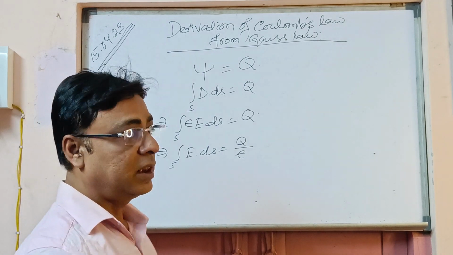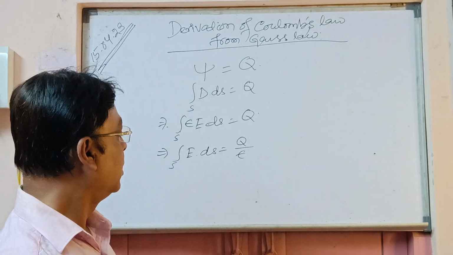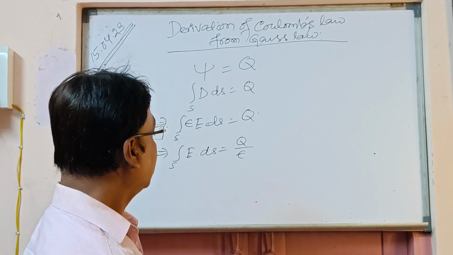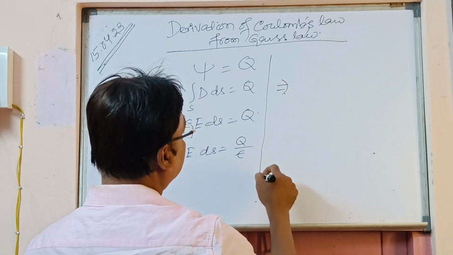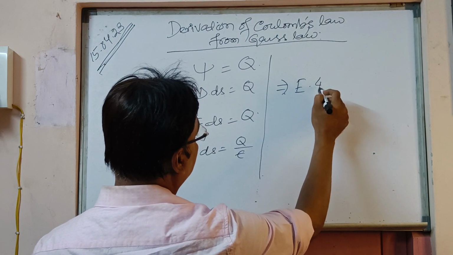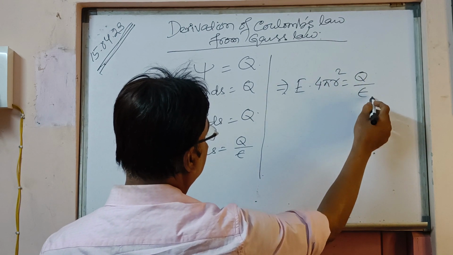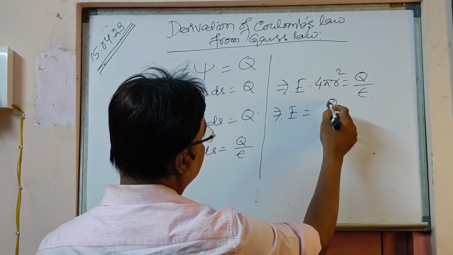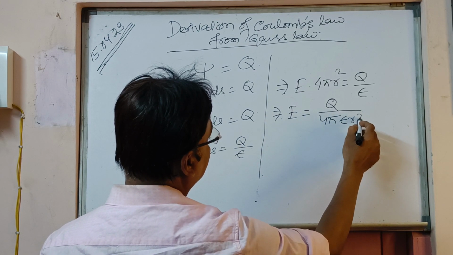If we are taking air as the medium, then obviously it will be epsilon naught. Now if we apply this to the spherical coordinate system, the area of the sphere is 4 pi r square. So E into 4 pi r square is equal to Q by epsilon. From that we get the electric field E is equal to Q by 4 pi epsilon r square.